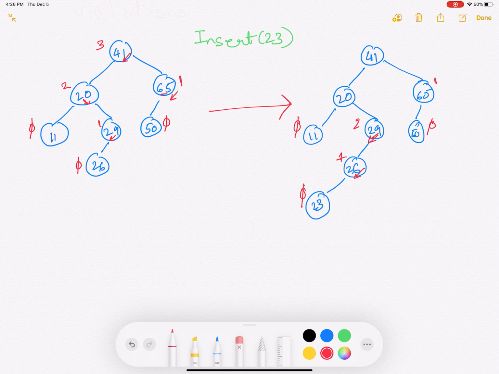So now there is a violation at 29, that is, 29 is doubly left heavy. And what we have is 29 is doubly left heavy and its child 26 is left heavy. So what we have is basically the left case. All these three are in a straight line, so a single rotation should actually fix it. Let's try to do that.